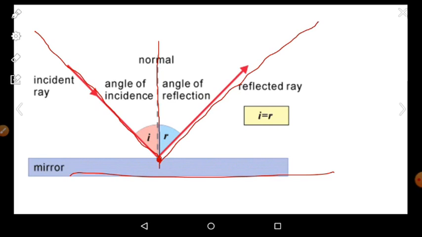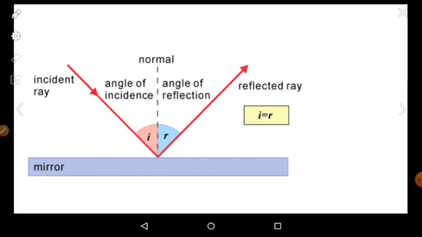To know the direction of the light ray, we have to clearly observe this complete diagram here. When you observe this diagram, this is the normal, a perpendicular line drawn at the point of incidence of light. And we can observe that the incident light and the reflected light are on either side of the normal.